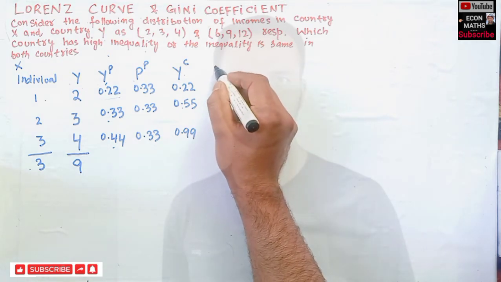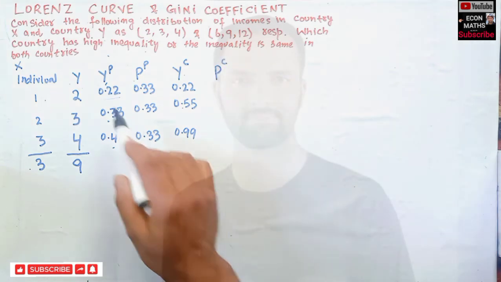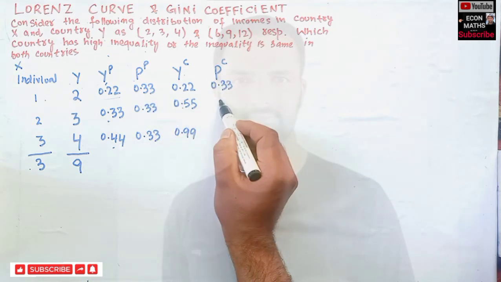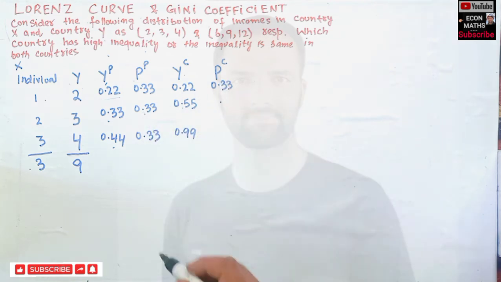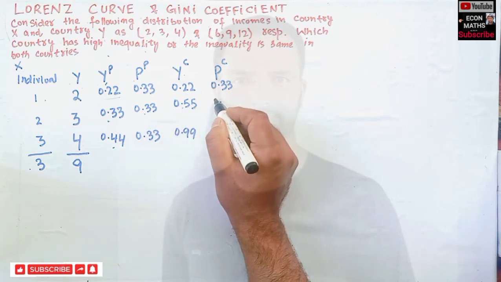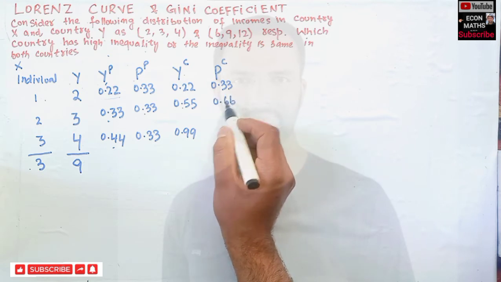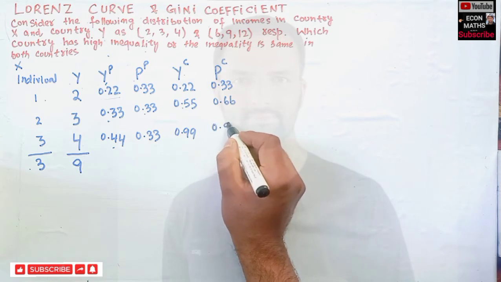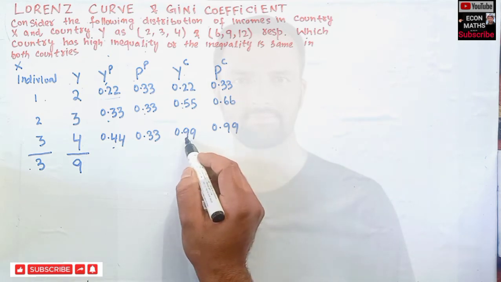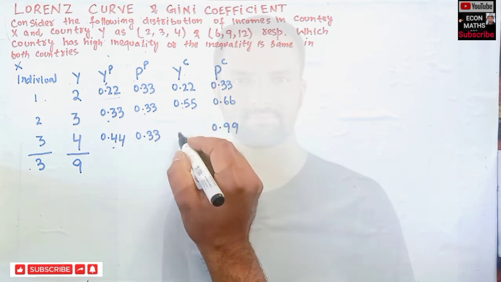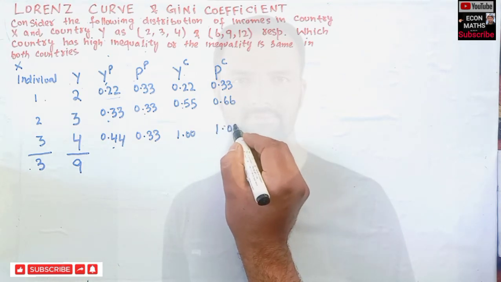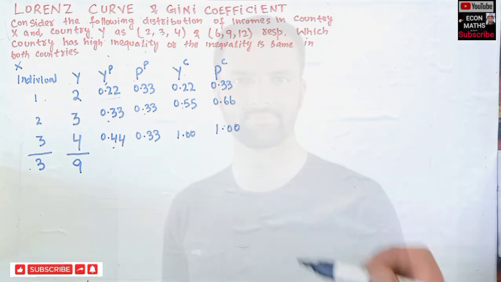Similarly, we will find the cumulative population. So we have here 0.33, which is the first term. Now the second term is formed by adding this term to the first term of the cumulative population. So 0.33 plus 0.33 comes out to be 0.66, and 0.66 plus 0.33 comes out to be 0.99. Since the numbers are non-terminating, if we write 0.99 as 1, okay, so in place of this I will write 1.00, because total population should add up to 1. I am just doing it for the sake of simplicity here, otherwise 0.99 would also be correct.